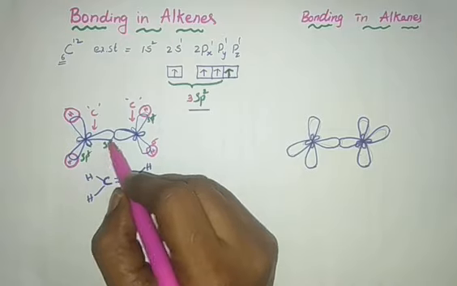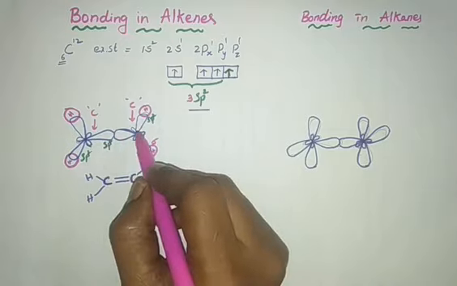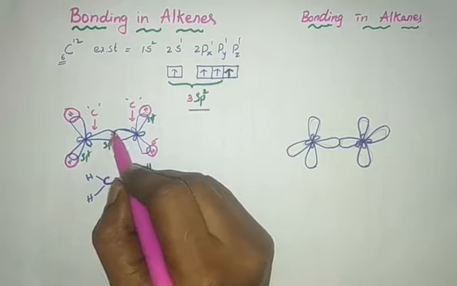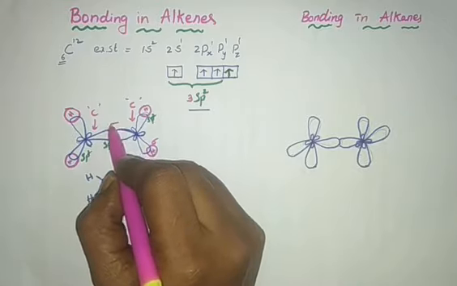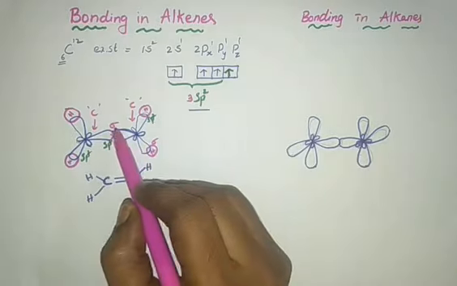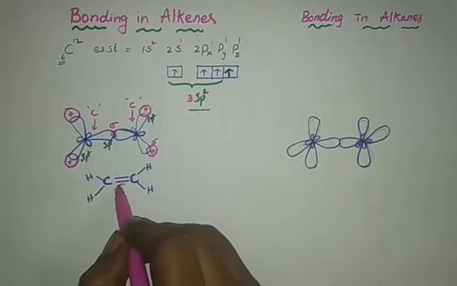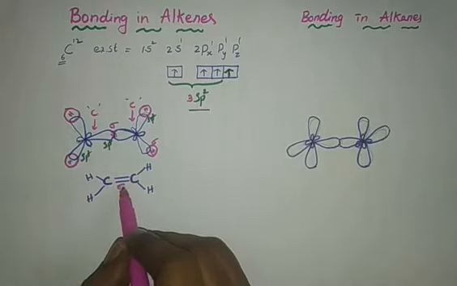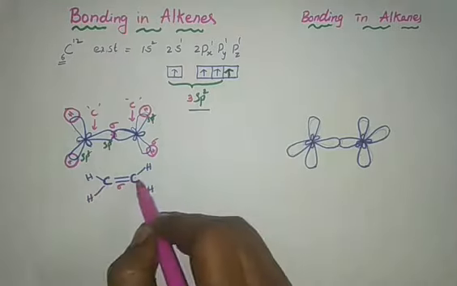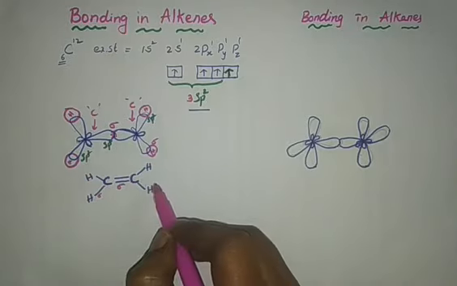Then 1 sp2 hybrid orbital from each carbon is left over. So they combine here to form a sigma bond. Right? So 1 sigma bond is formed. So this may be my sigma bond, you can consider. Carbon-carbon sigma bond, and C-H, C-H sigma bonds. These are also sigma bonds.